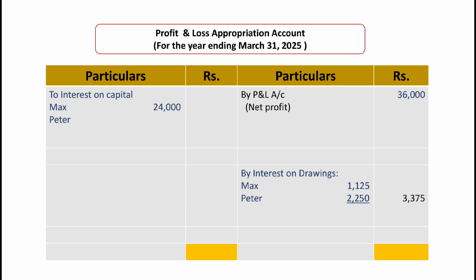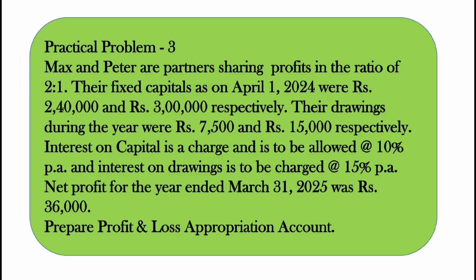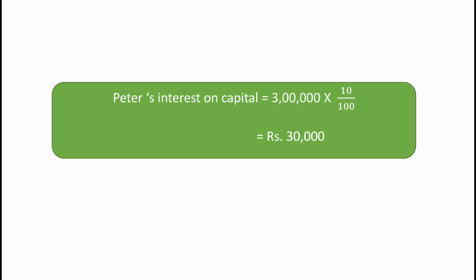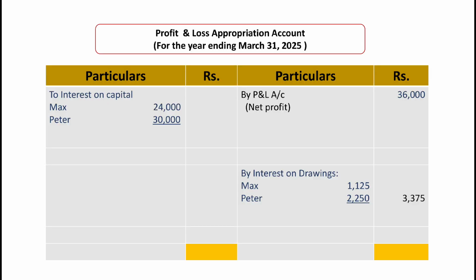Then Peter's interest on capital. So Peter's capital is given here 3 lakh rupees. So 3 lakh into 10 upon 100, that is 30,000. You can write 30,000 here, and then make total 30,000 plus 24,000, which will be 54,000 in main amount column. So you can see that we have profit 36,000 and then interest on drawings 39,375, but interest on capital is 54,000. So our expense is more than profit, but we can allow interest on capital fully because the question has said that interest on capital will be treated as charge against profit.